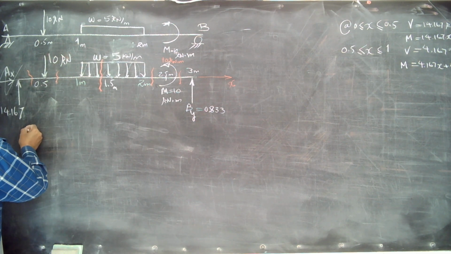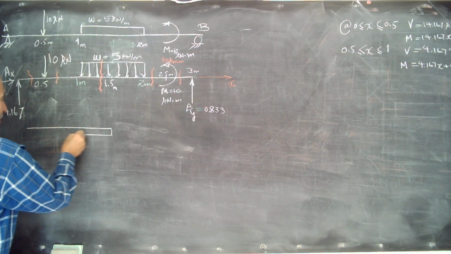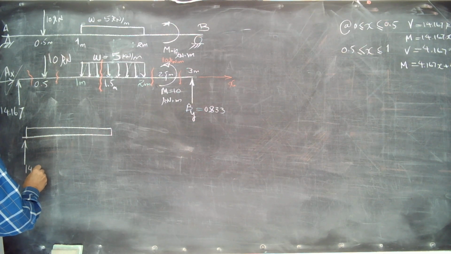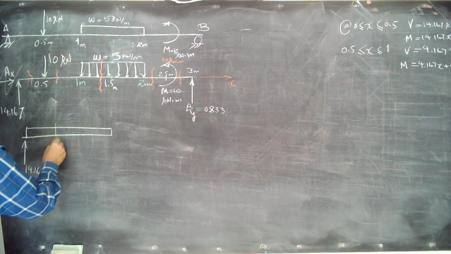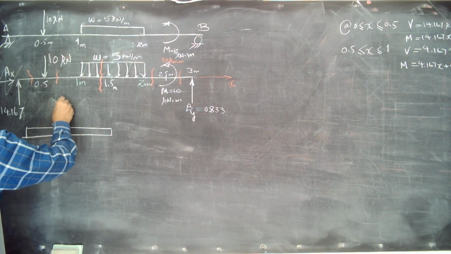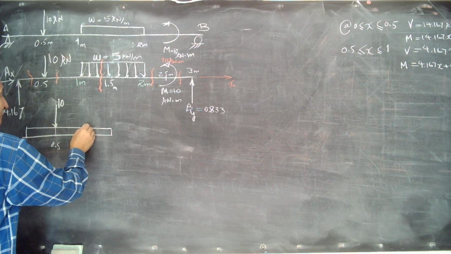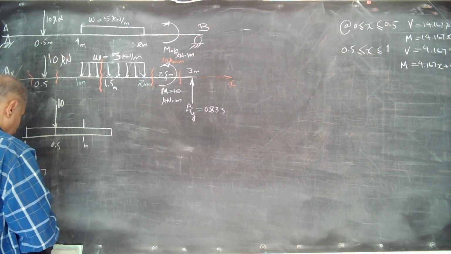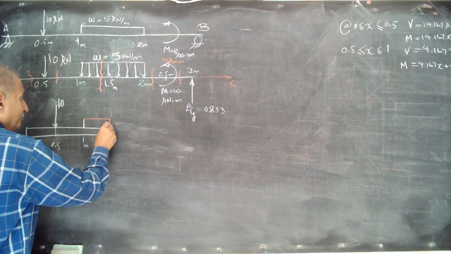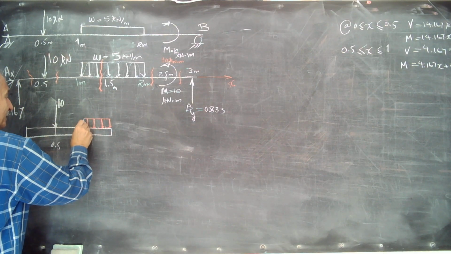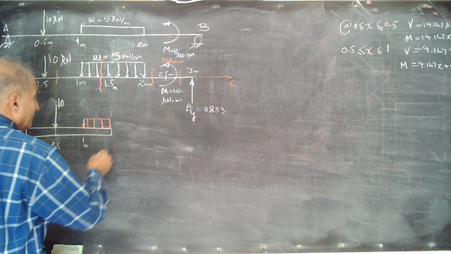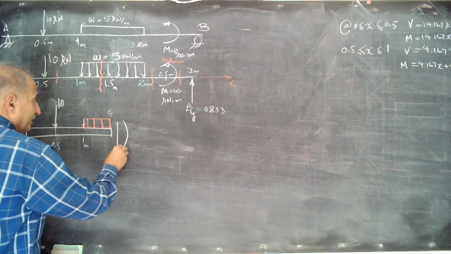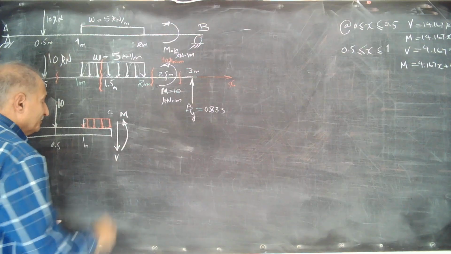Okay, this is the important one. Why? We have here 14.167. At 0.5, we have a 10 kilonewton. At here, 1 meter, it starts a uniform distributed load, a function of that, till the cut section. We have here C, V downward, M counterclockwise.